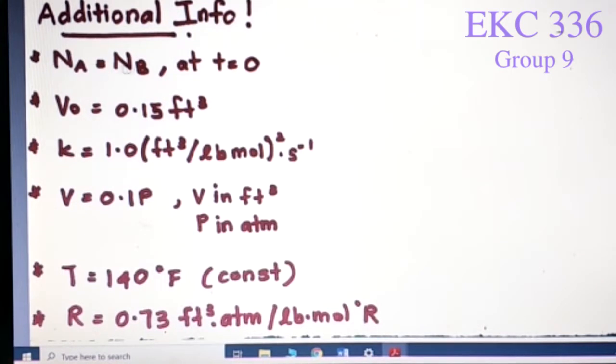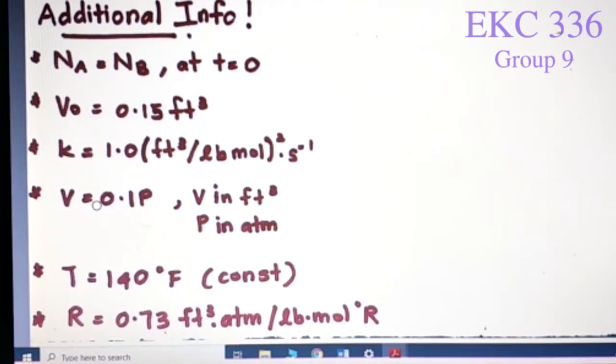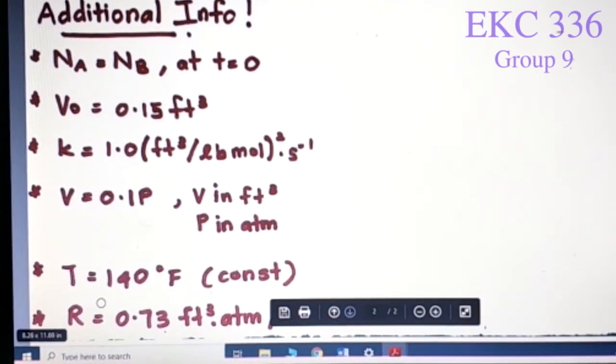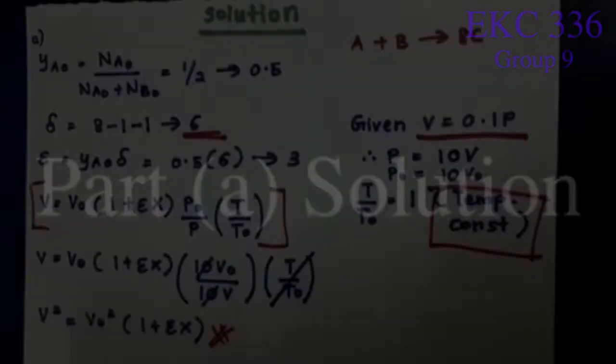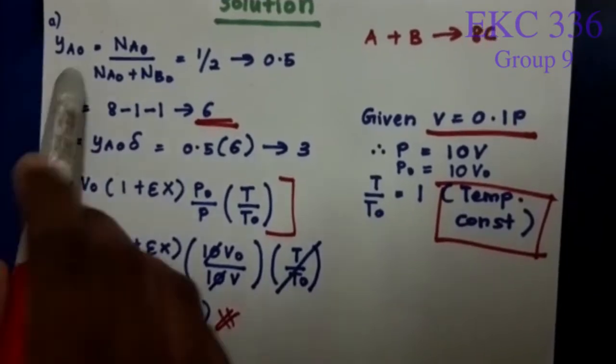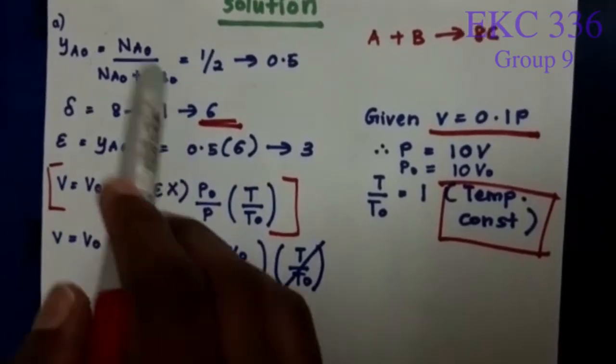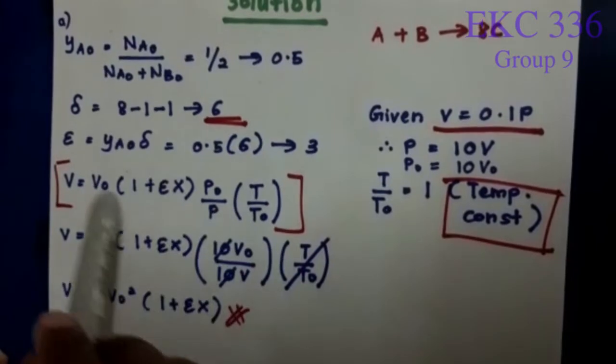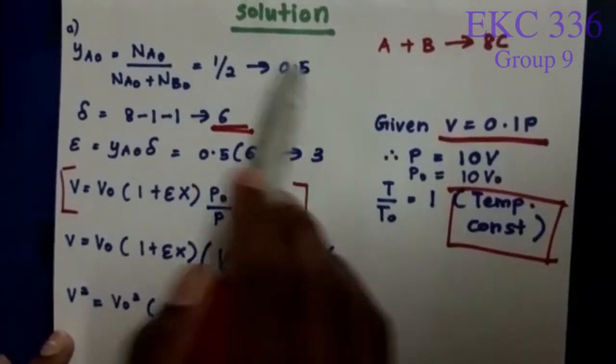N_A0 equals N_B0, which is equimolar, V0 equals 0.15 feet cubed, and V equals 0.1 P. P is the pressure, V is the volume, and T is constant throughout the reaction, and R is the gas constant. In order to solve this question, first we need to find the mole fraction y_A0. y_A0 equals N_A0 over N_A0 plus N_B0. Since N_A0 and N_B0 are equimolar, we get 0.5 as our mole fraction.